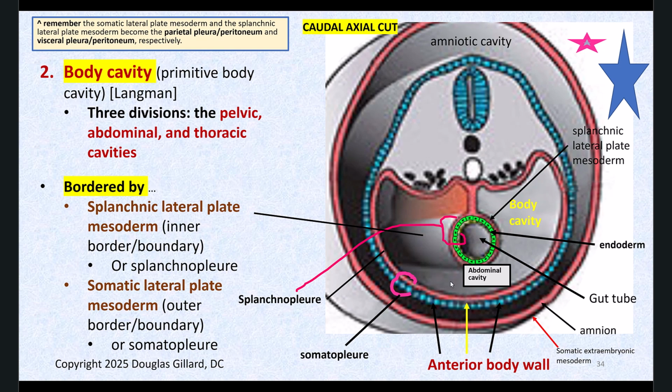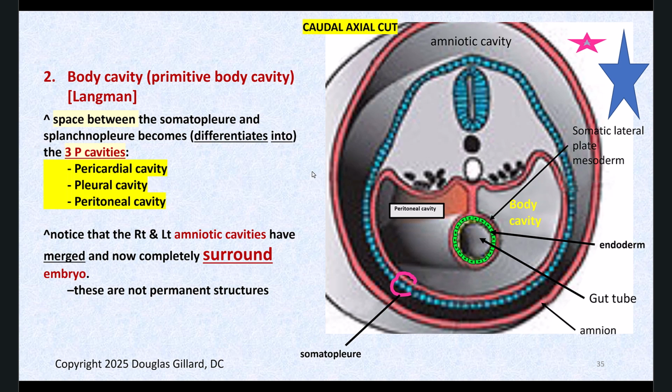What are the boundaries of these cavities? Said that already as well, but the outer boundary would be right here. So that would be somatic lateral plate mesoderm. The inner boundary would be splanchnic lateral plate mesoderm, if you want to get technical. I mean, if you're not so technical, you could say somatopleure, splanchnopleure. I wouldn't write a question like that, but who knows what'll show up on boards.